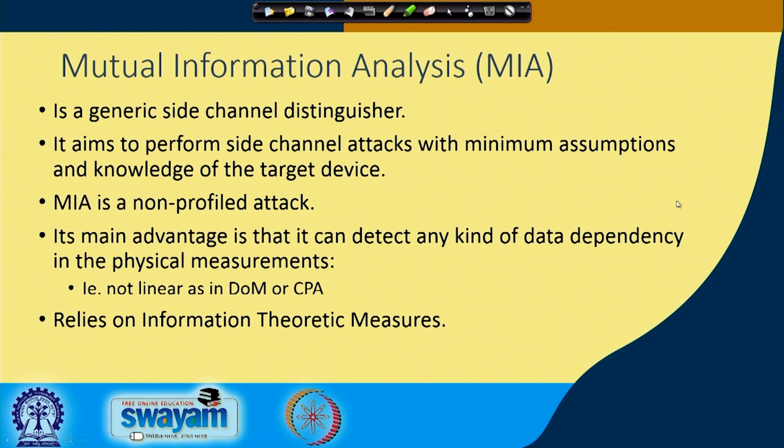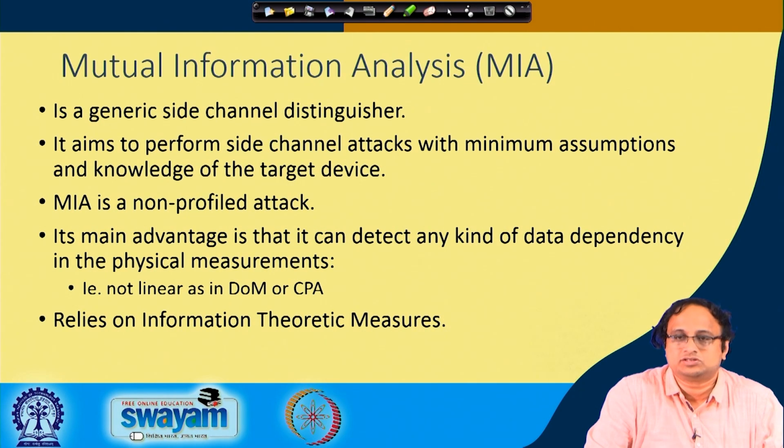To start with, mutual information analysis, or MIA as it is abbreviated, is a generic side channel analysis distinguisher. Like we have seen CPA and difference of mean, which were side channel distinguishers built around the Pearson's correlation coefficient, here we apply the theory of information theory and try to develop a statistical tool for doing power attacks. The objective is to perform side channel attacks with minimum assumptions and knowledge of the target device.